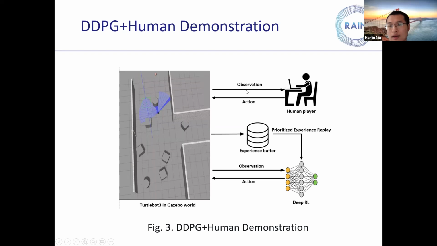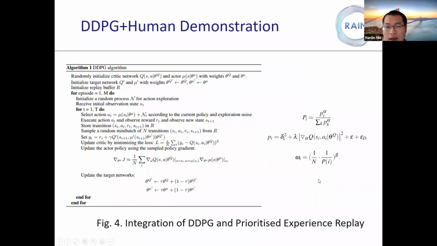After 30 minutes of teleoperation, we store all of the human data into this experience buffer, and we also make the robot explore by itself. We merge these two sets of experience data, and then we sample it using the prioritized experience replay algorithm to train the DDPG networks. This is how we integrated them. We integrated the DDPG with the human data using prioritized experience replay.